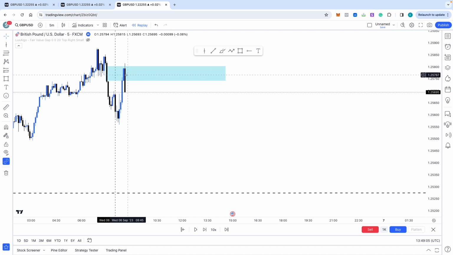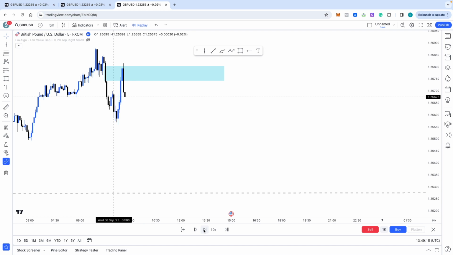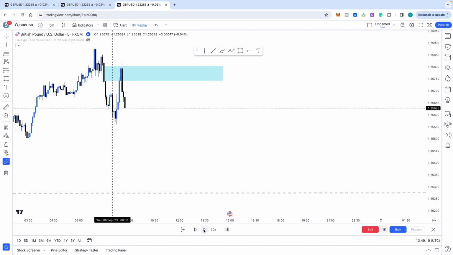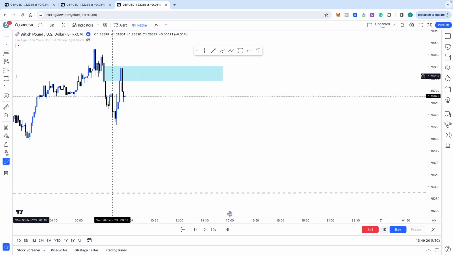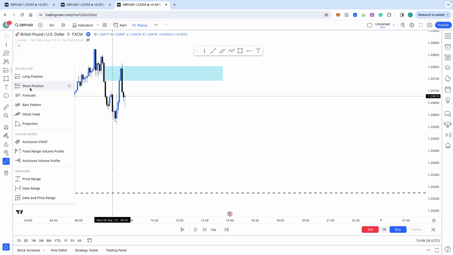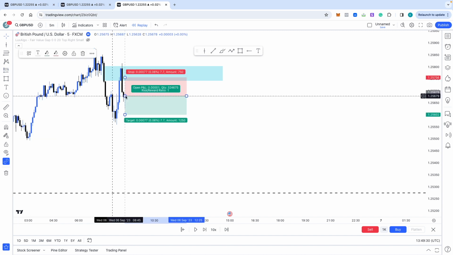All right, so we've not violated this fair value gap because we have not closed outside it. We've only wicked outside the FVG, so to me that's still respected. I'm now looking for an entry, and we've got a blue candle formed here. So for me, a lower high is formed, break of structure to the downside off the fair value gap, short position, stop loss just outside the fair value gap.